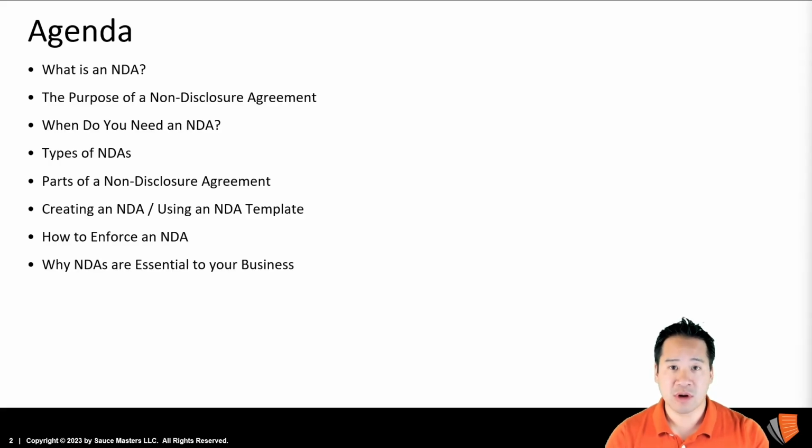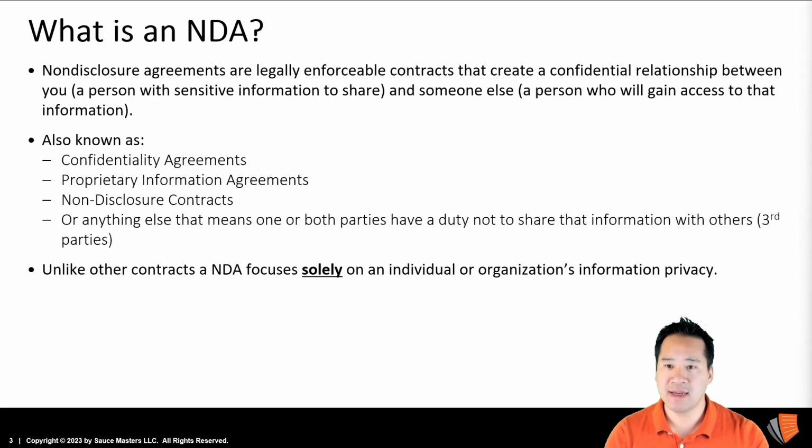This is the agenda. We're going to hit all these topics. We'll hit it pretty quick. Your time's valuable, and we want to make sure you are off and running as fast as possible. So we'll cover what an NDA is, we'll cover the why, the purpose, when you might need it, different types, what an NDA typically has. We'll talk about the template that we're offering for free. We'll talk about how to enforce it if something goes wrong, and we'll explain why they're important, why they can protect your business.